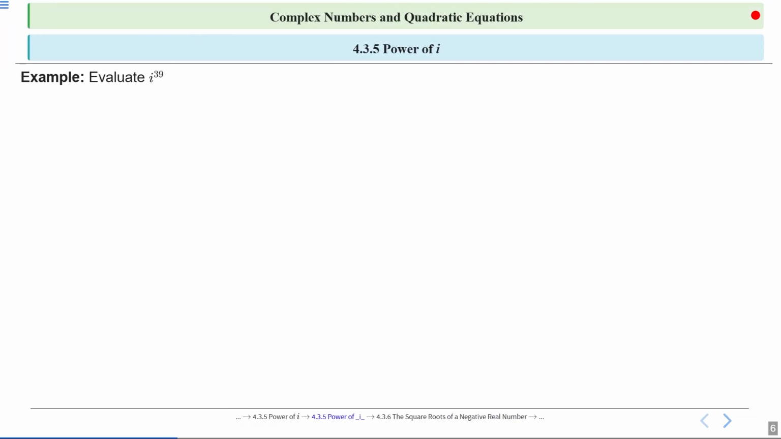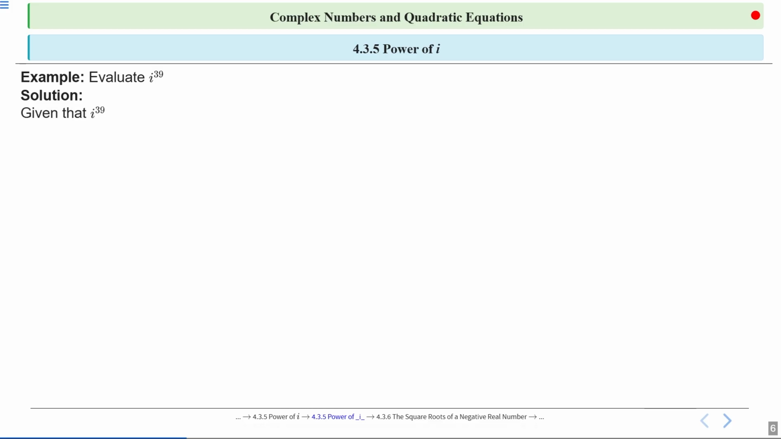Let's look at an example involving powers of the imaginary unit iota. So the question asks us to evaluate iota raised to the 39th power. So first of all, try it yourself and then see the solution. So now let's move on to the solution. We will break down the steps together so you can see exactly how to approach problems like this.